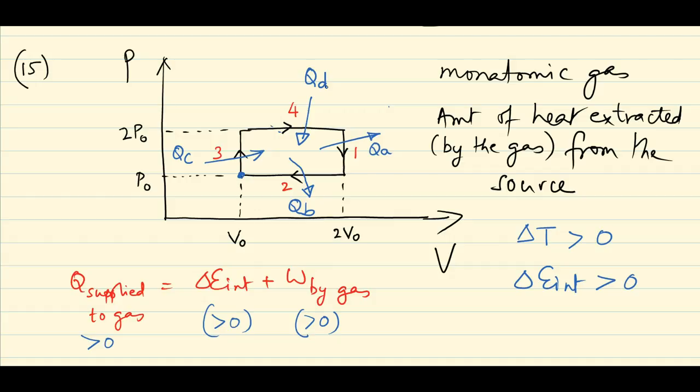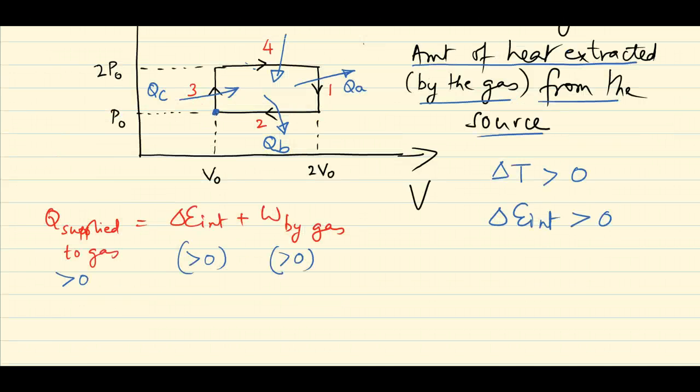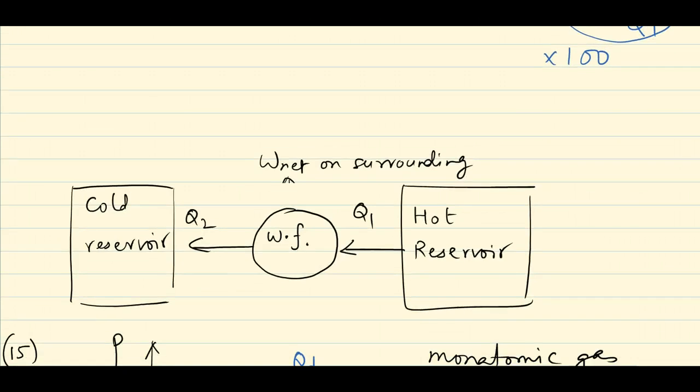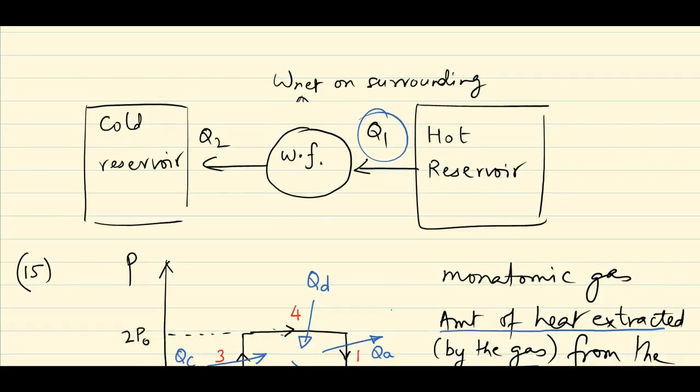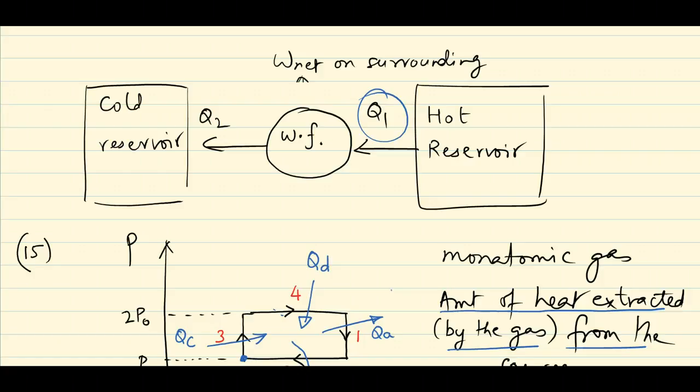Now if you look at the question, you have to find the amount of heat extracted by the gas from the source. So once again, I'll draw your attention to what we have to find. We have to find this Q1. Now Q1 is of course the heat supplied by the hot reservoir to the working fluid or to the gas. It's not the net heat supplied. We don't want Q1 minus Q2. You want the heat supplied by the source, so you just want Q1.